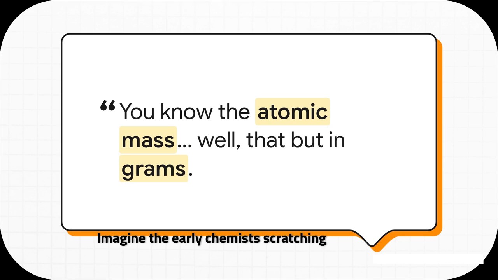Imagine the early chemists scratching their heads trying to figure out how much of a chemical to use. They already knew the relative atomic masses. They knew aluminum, for instance, was 27 AMU. So instead of doing incredibly complex math every single time, they simply agreed on a brilliant rule of thumb. You know the atomic mass? Well, let's just weigh out exactly that number, but in grams. So if aluminum is 27 AMU on the microscale, I'll just scoop out exactly 27 grams on the macro scale. But that raises up a huge question. How many actual atoms are inside that scoop?